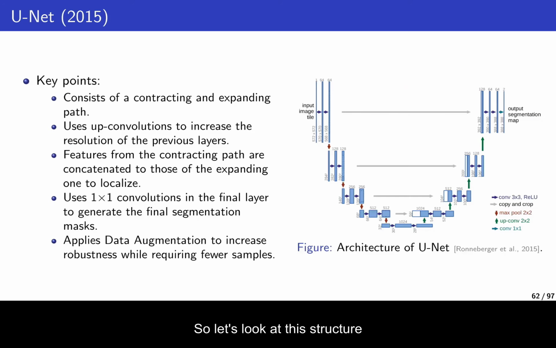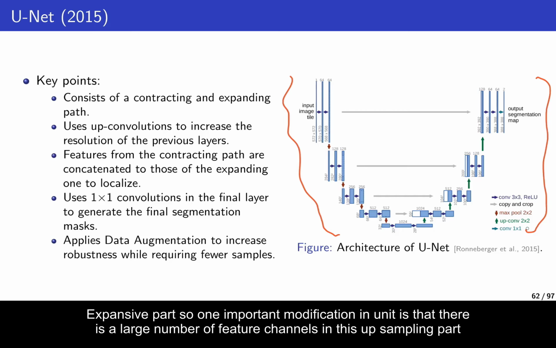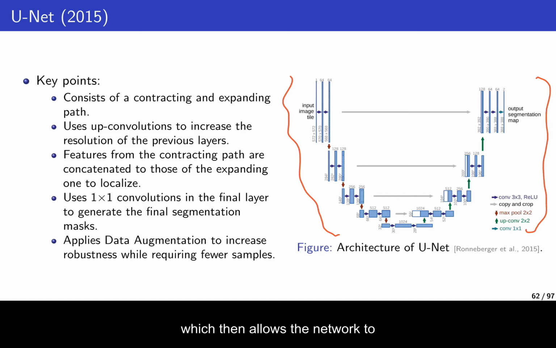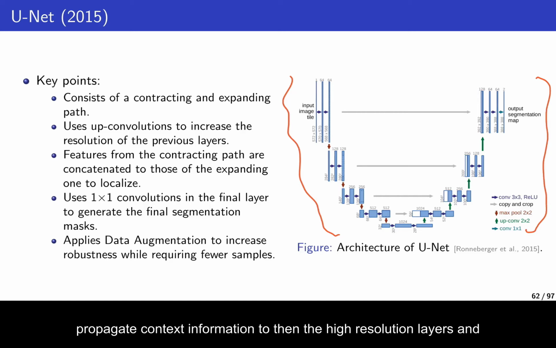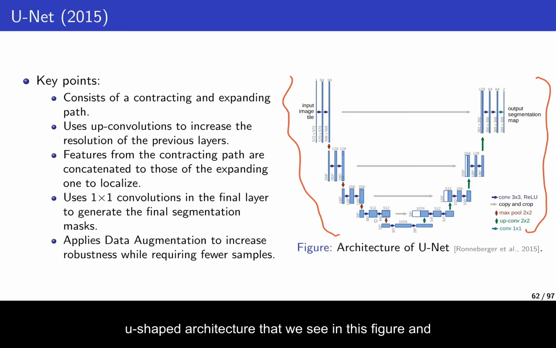So let's look at the structure. As we see, it consists of a contracting part and also an expansive part. One important modification in U-Net is that there is a large number of feature channels in this upsampling part, which allows the network to propagate context information to the high resolution layers. Because of this, the expansive part is more or less symmetrical to the contracting part, and this gives the U-shaped architecture that we see in this figure.